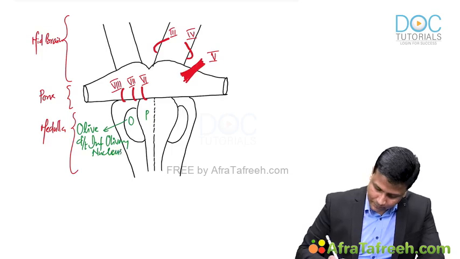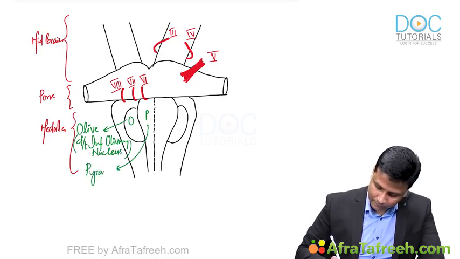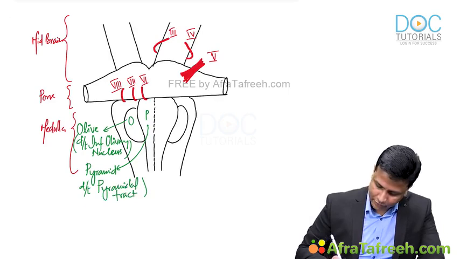Okay, then the next thing is pyramid. Now what is the reason for this elevation, guys? Pyramid. And here you don't have to worry about that. It is due to the pyramidal tract. The pyramid elevation is actually formed due to the pyramidal tract.